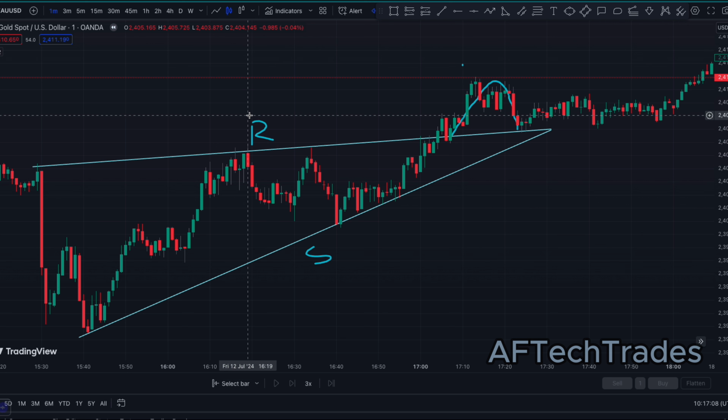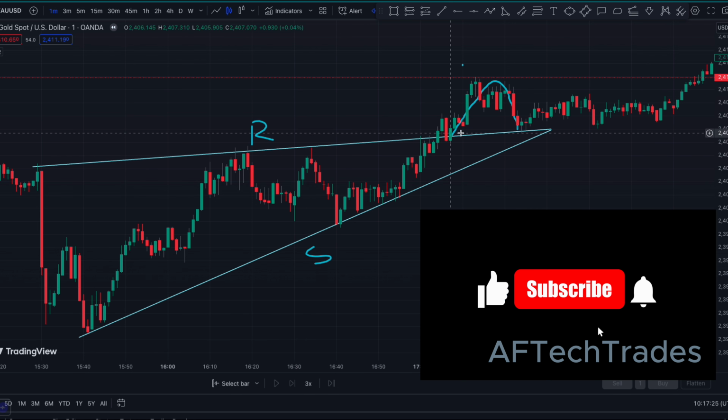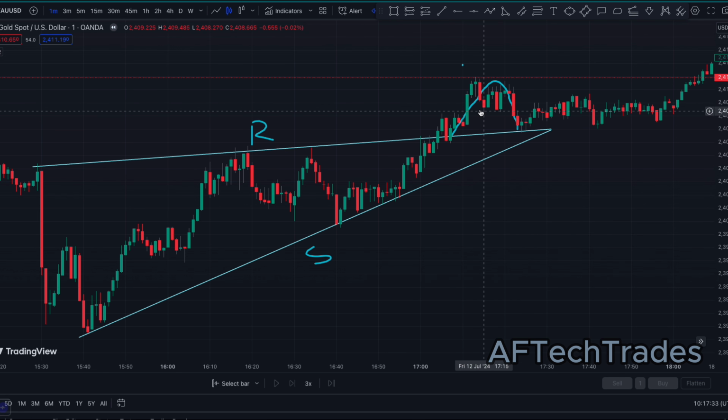So observe this ascending or descending or symmetrical triangle. Observe if it is forming around your key levels. Once you observe that it started forming around your key levels, it is a great opportunity for you to take a short or a long, right? Take a short or a long, depending on the kind of triangle that forms, and depending on the breakouts.